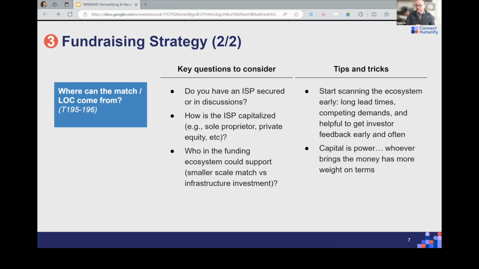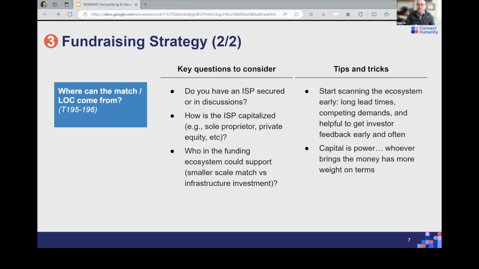Where can the match and letter of credit come from? The match part isn't going to be terribly different from what we were just talking about. Letter of credit is a little more nuanced, and generally that one would need to be the ISP. There are letter of credit providers, and I think there's a small industry growing in the broadband space with this need. Don't forget that NTIA has also recently expanded that a little to include performance bonds. That might actually be the easier way to go, depending on the ISP, how big they are, their creditworthiness, and some of the relationships they might have.